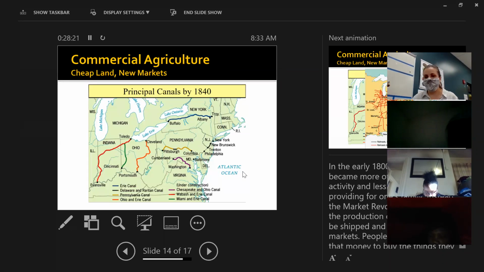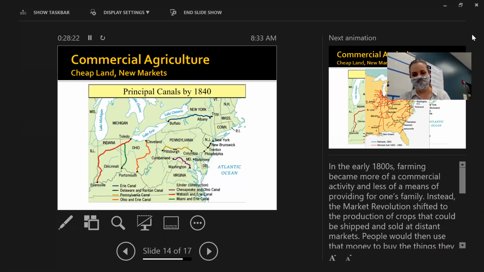So what we've just talked about is what is happening in the Northeast during the market revolution. However, agriculture changes in this time period as well. In the early 1800s, farming started to grow. Instead of being about farming to provide for your family, those self-sufficient farmers that Thomas Jefferson liked, it became about having a larger farm, focusing on one crop, and then selling it to distant markets.